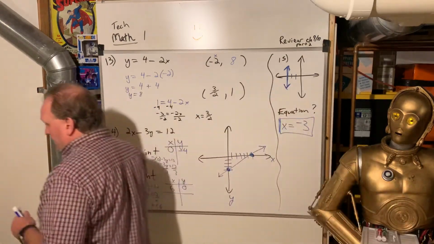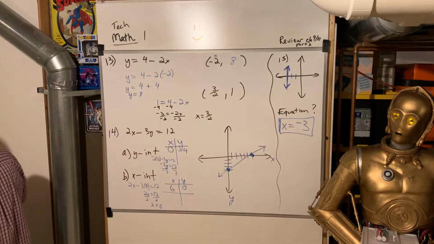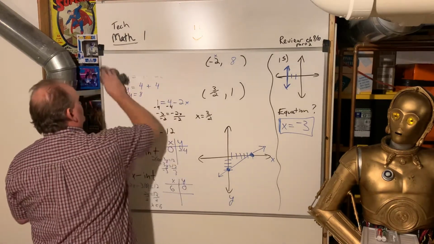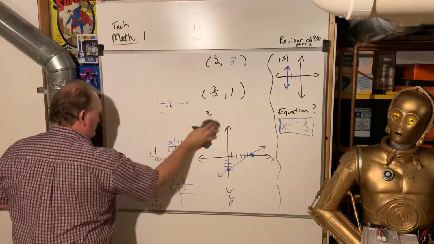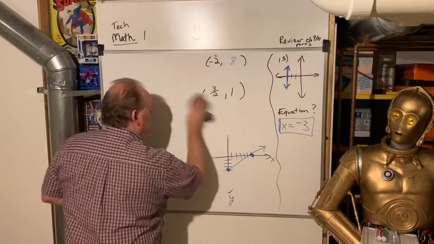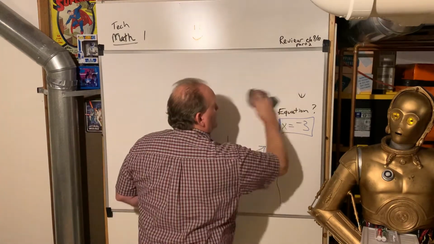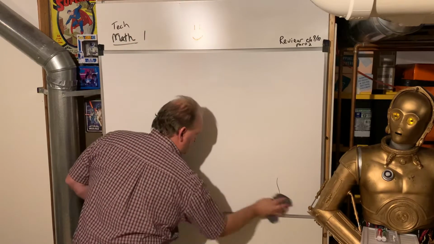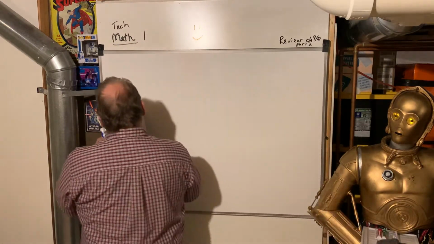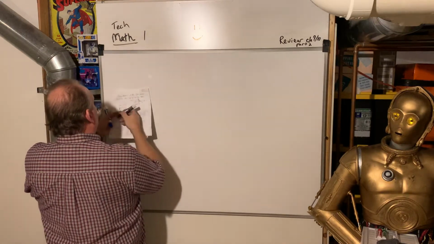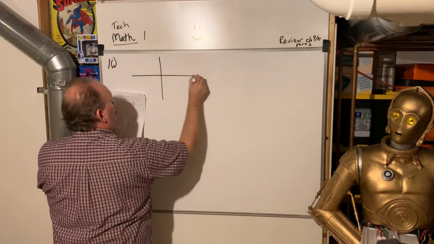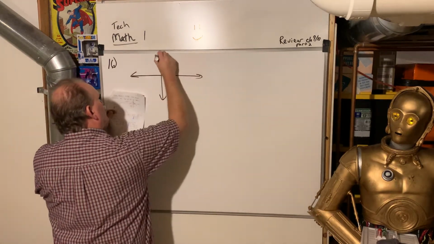All right. So let's look at 16. Write the slope of the line below. So they give us a line, and then we have to figure out the slope of the line.